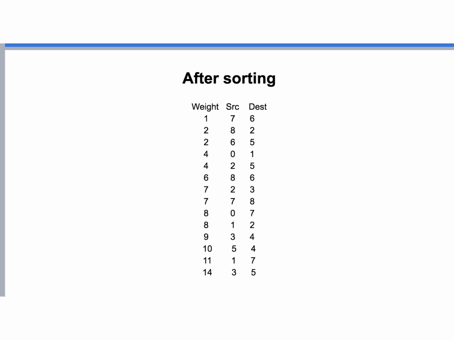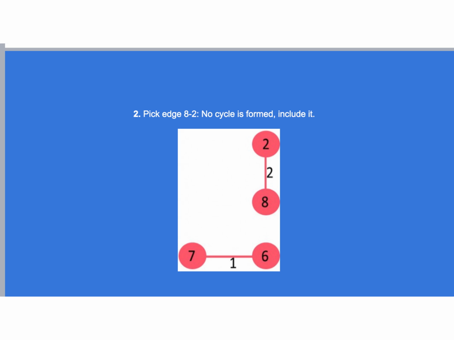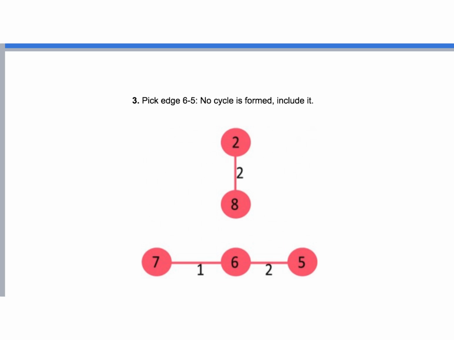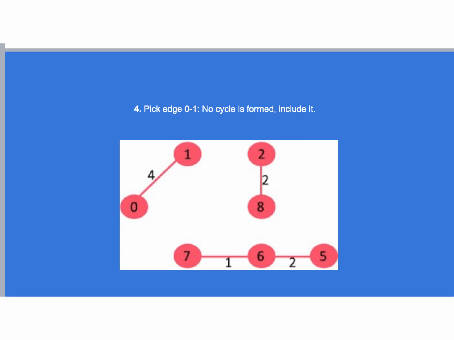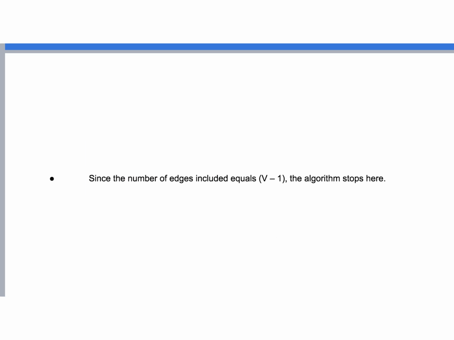So after sorting, you get the following: the source, the weight, the destination, etc. So we're going to pick the edges one by one. Let's take an edge here. We're going to pick edge 7 to 6. No cycle is formed, so we include it. So we have another edge, 8 to 2. No cycle is formed. So we're going to take another one, 6 to 5. No cycle, we consider that as well. We're going to keep doing this process until all the edges are constructed. We got another edge, and another edge. You can see how each edge is added. And since we have edges equal to 8, that is v minus 1, we're going to stop there.